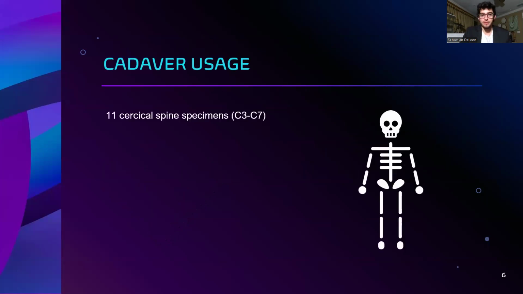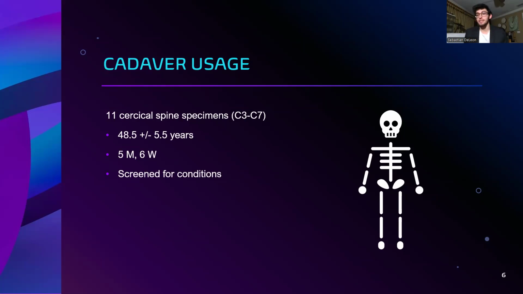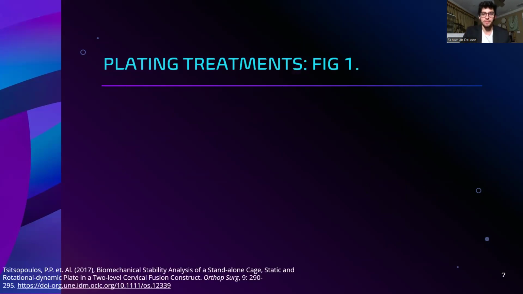I'll be covering the cadavers briefly. There were 11 cervical spine specimens for C3 through C7 of the cervical vertebrae. 48 and a half plus or minus 5.5 years was the average age of the specimens, with five being male and six being female. They were screened for conditions that could alter the biomechanics of the cervical vertebrae, such as metastatic disease, fractures, or bone spurs. The researchers chose the specimens that excluded these cases or conditions.